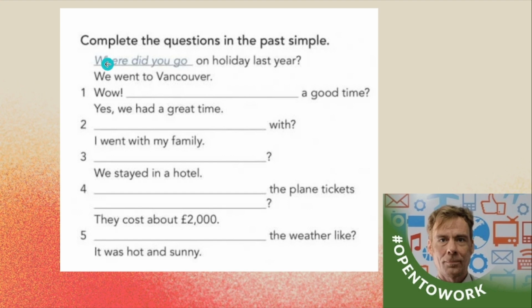And remember, the auxiliary verb is did. And the subject is you. The verb in the answer is went, which is the past tense of go. Remember, in questions, in the past, with auxiliary verbs, we always use the infinitive because the auxiliary is in the past. So where did you go on holiday last year? Not where did you went?